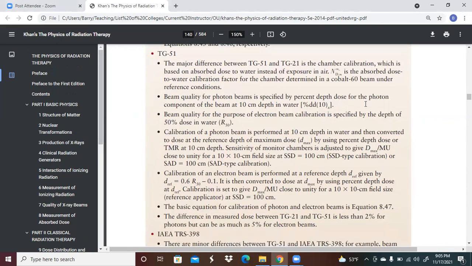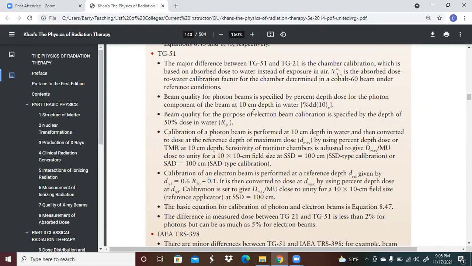Now, the beam quality for photon beams is going to be specified by percent depth dose for the photon component of the beam at 10 cm depth of water. This is going to be a pretty key measuring point. So if you've ever seen those big, huge tanks that the physicists will use to fill up with water, it is because they're going to be measuring at a particular depth in water. And it will be all types of different depths, but their reference here for photon beams is going to be at 10 centimeters deep.